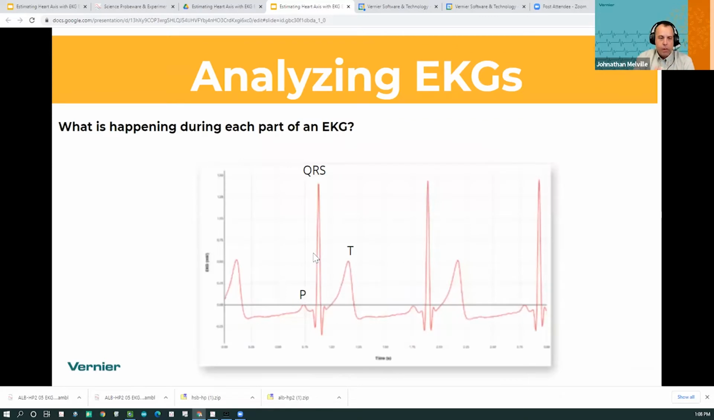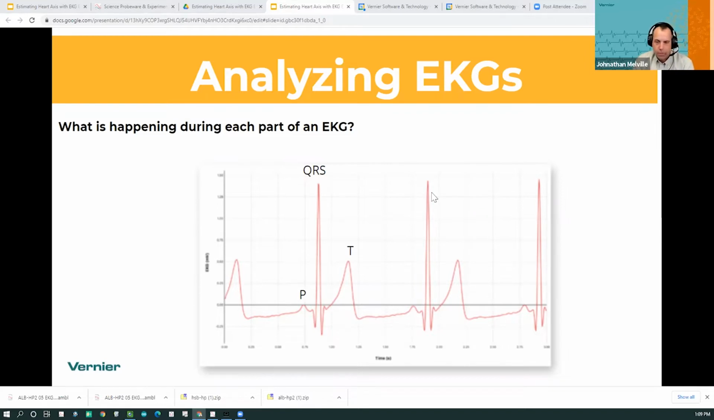Okay, so I want to ask you a couple questions, get things going here in the chat. To understand what the heart axis is, the first thing to do is to understand what the components of an EKG trace are and what is happening. So can anyone tell me what these 3 events mean? What is happening during a P wave, during a QRS wave, and during the T wave? Feel free to just throw that in chat.